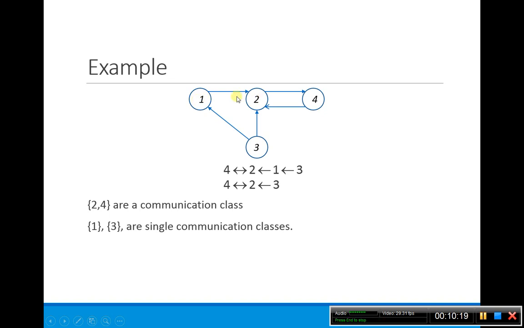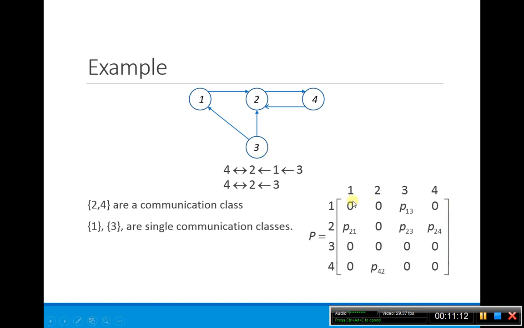Here, 2 is accessible from 1, but I can't get back to 1 from 2. So if I start at 2, there's no way of getting back to 1. So 1 and 2 don't communicate. If I'm in 3, 2 is accessible from 3, but if I'm in 2, there's no way of getting back to 3. So they don't communicate. And 1 is accessible from 3, but again, if I'm in 1, there's no way of getting back to 3. So these are single communication classes. We have 2 and 4 in one class. 1 is by itself because it doesn't communicate with anything else. 3 is by itself because it doesn't communicate with anything else.